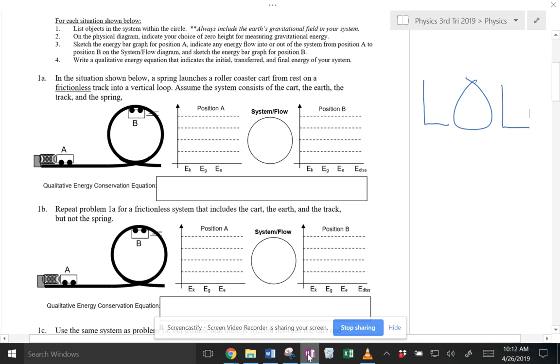Identify all the objects that are in the system. So that's going to be the cart, the earth, the track, and the spring.